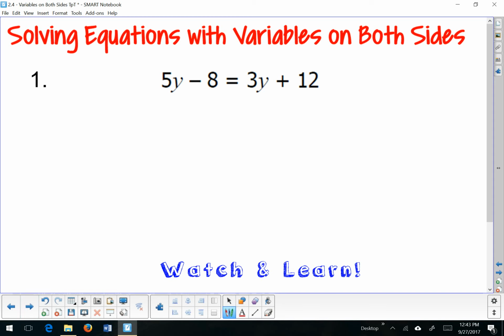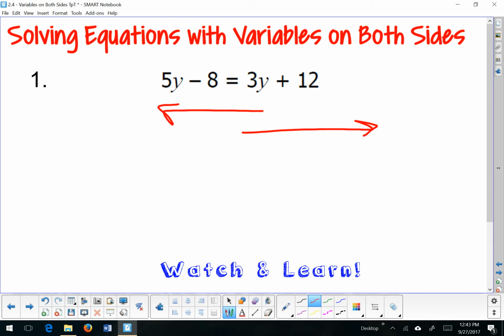So when you have variables on both sides, the goal is to get the variables on one side and the constants on the other. Since there are variables on both sides and constants on both sides, it's your choice. Do you want the variables on the left or on the right? It doesn't matter, there's no wrong answer. It's just your personal preference.